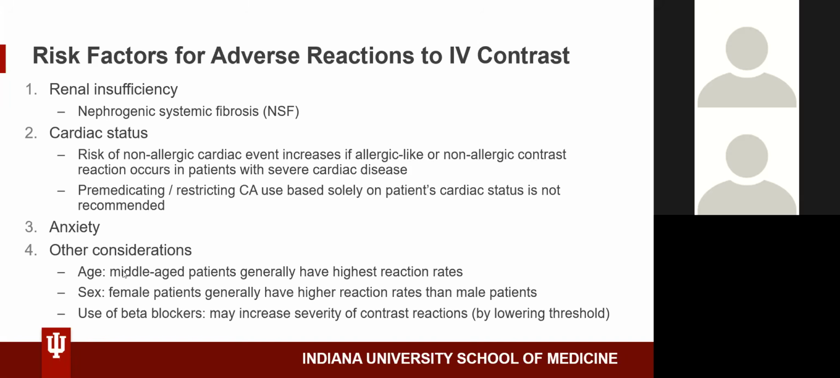And then just other considerations like age. Keep in mind that middle-aged patients generally have the highest reaction rates. Female patients generally have higher reaction rates than male patients. And then similar to cardiac status is the use of beta blockers. But in both of those cases, you could have a patient with certain heart problems or who has taken beta blockers, but in both those cases, pre-medicating or restricting contrast agent use, just like we saw with asthma, based solely on those things is not recommended.